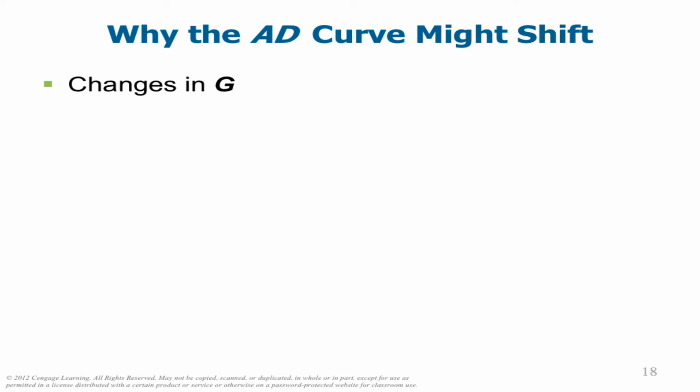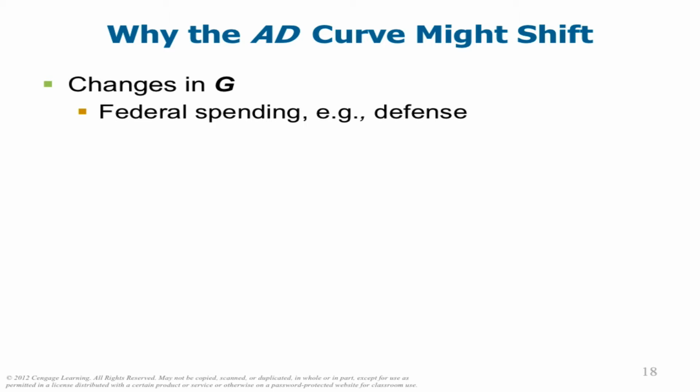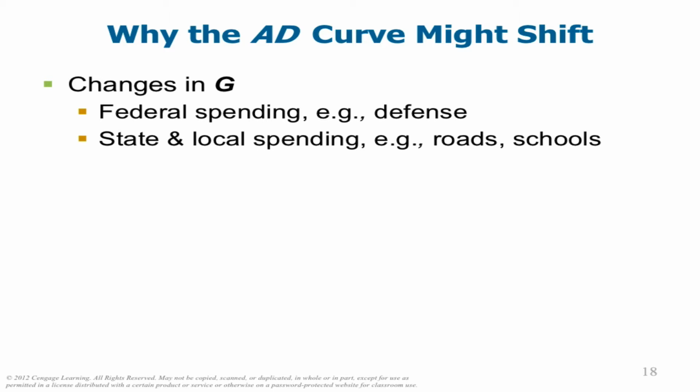Let's continue adding to the list of reasons why the aggregate demand curve might shift. Changes in government spending would result in a shift of the aggregate demand curve. For instance, our defense spending in the budget that was just passed went up significantly, so that will be a change in G.